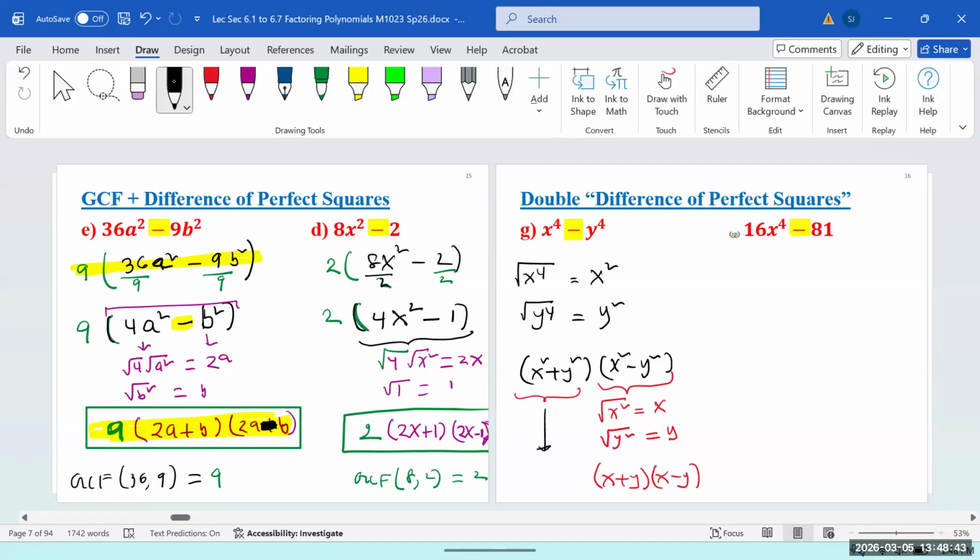We don't have GCF here. We have sum of perfect squares. We cannot forget this. So we don't get 4, we get 3 factors.